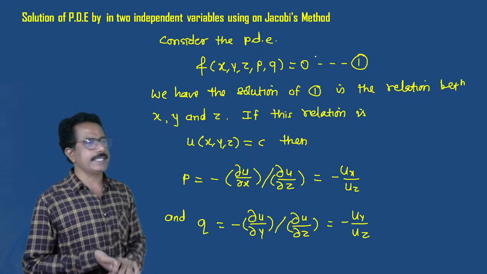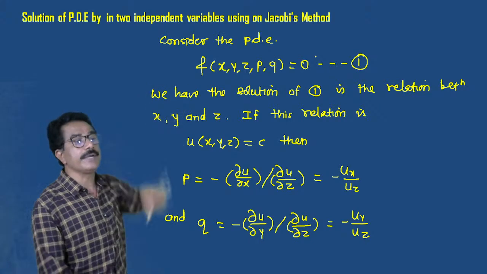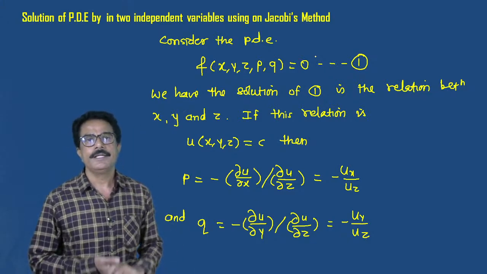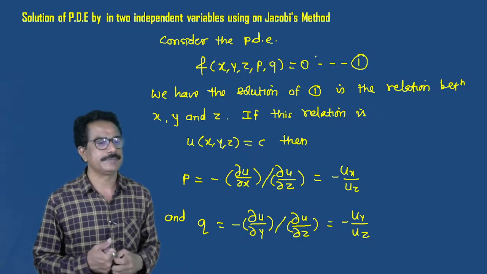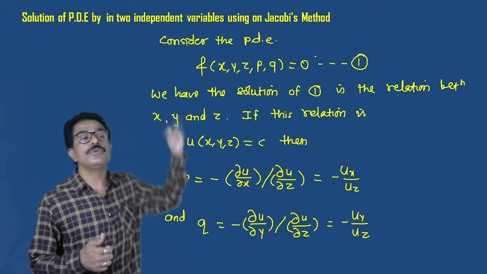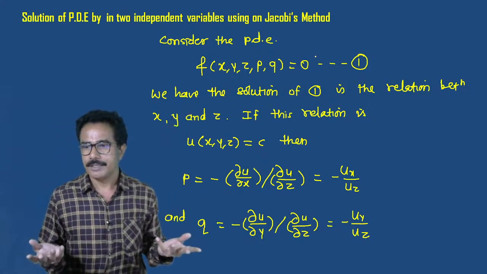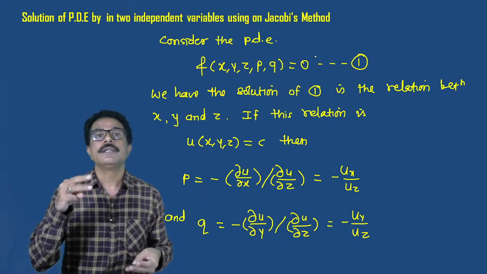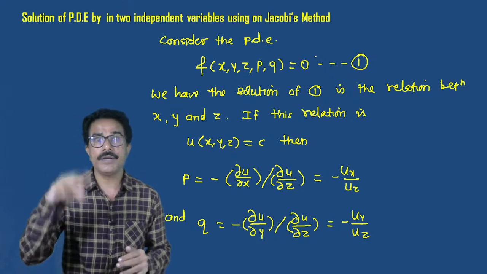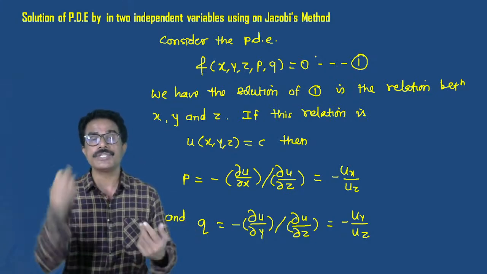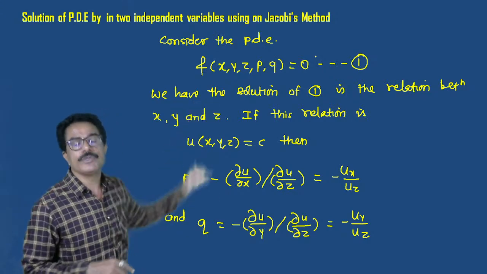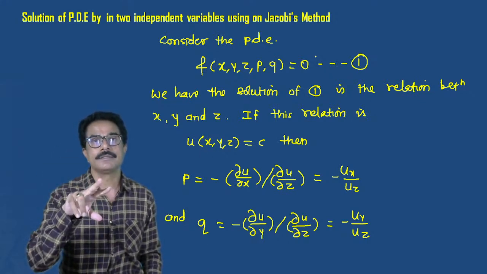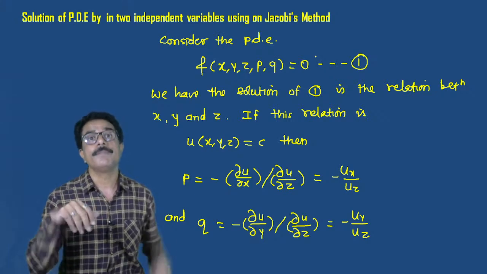Now this is the second part: solution of a partial differential equation in 2 independent variables using Jacobi's method. Actually we know that the Jacobi method is used to solve problems with 3 or more independent variables. Then what about 2 independent variables? So in this section we shall discuss how to solve a partial differential equation which has 2 independent variables, x and y, and z as a dependent variable, by using the Jacobi method.